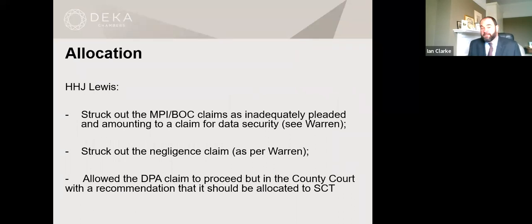And His Honour Judge Lewis, sitting as a High Court judge, strikes out the MPI and breach of confidence claims as inadequately pleaded and amounting to a claim for data security, strikes out the negligence claim, and allows the DPA claim to proceed again in the county court, with a recommendation that it should be allocated to the small claims track. So there is a trinity of useful cases that not only provide support for the idea that you can strike out unnecessary causes of action, but that in the vast majority of cases these sorts of claims are suitable not just for the county court to deal with, but for allocation to the small claims track.